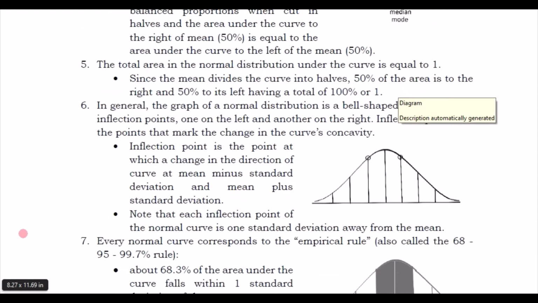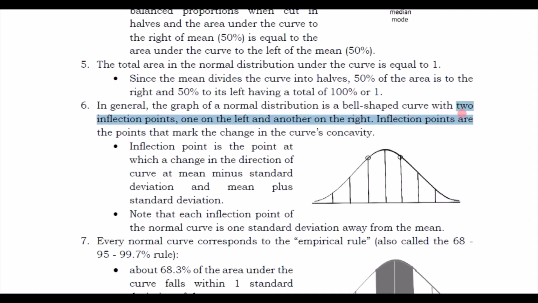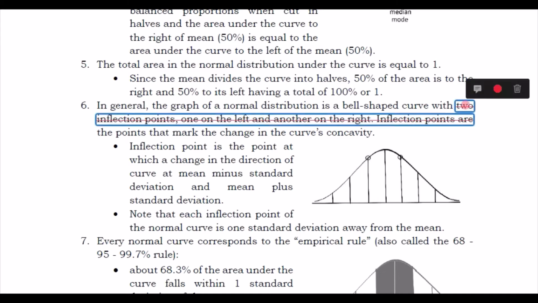Okay? Number 6, in general, the graph of the normal distribution is a bell shape. Okay? There are what we call the inflecting points. Okay? Two inflecting points, one on the left and the other on the right. Inflecting points are the points that mark the change in the curve's concavity.